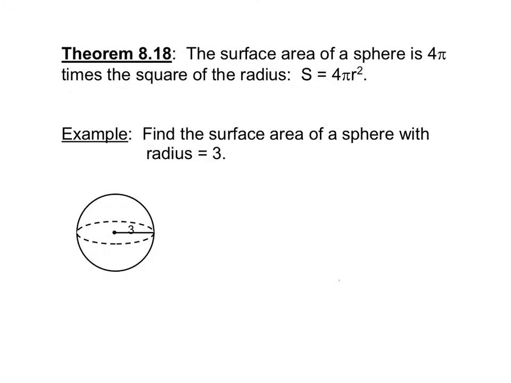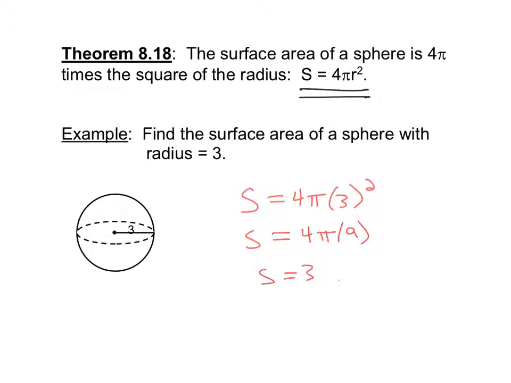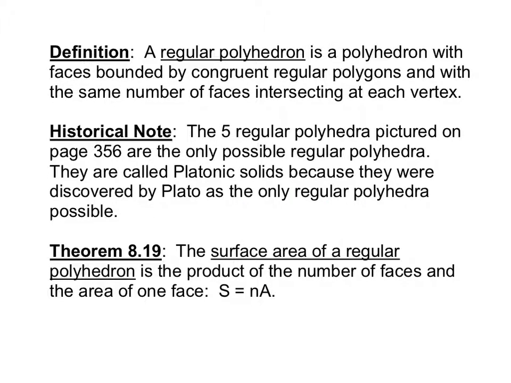Okay, theorem 8.18 says that the surface area of a sphere is 4 pi r squared. So 4 pi r squared. So if we look at this sphere and we're supposed to find the surface area if the radius is 3, then I just need to say S equals 4 times pi times r squared. So I get S equals 4 times pi times 9, which gives me 36 pi units squared.